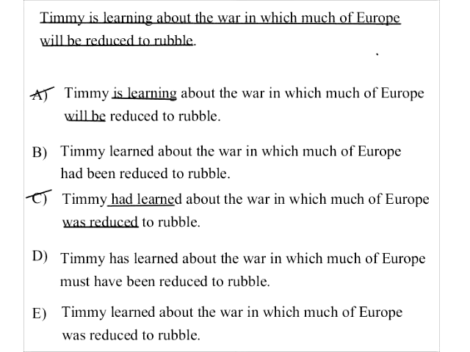And then D is pretty silly. Has learned about the war, must have been. The only trick with D is that D actually has the two most similar tenses, right? It's got present perfect, but that's not correct here.